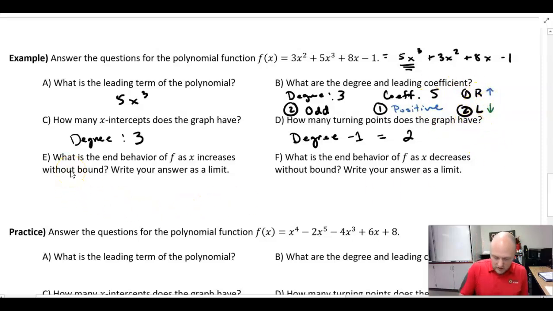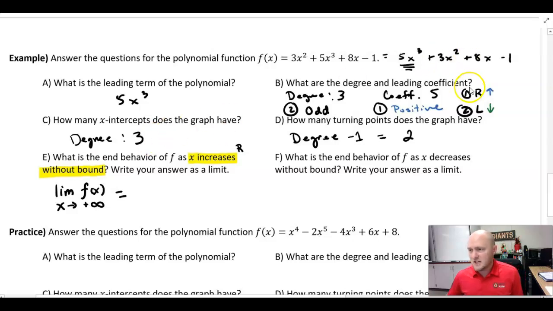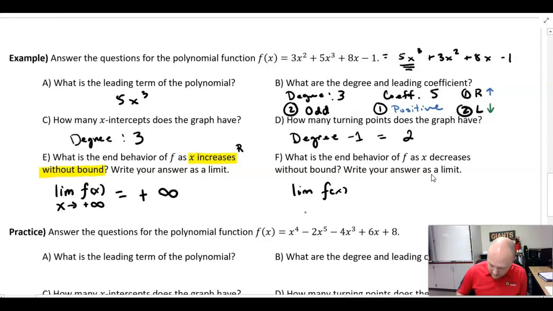So question E, what is the end behavior of f as x increases without bound? Well, what they're asking is the right end behavior, x increasing without bound. So my limit notation: the limit of the function, which is called f, as x approaches positive infinity. That's increasing without bound. And we said the right side's doing what? Right side's going up because it's positive. So my y values are going to increase to positive infinity. F, what is the end behavior of f as x decreases without bound? Okay, so I want the limit of f of x as x decreases without bound.